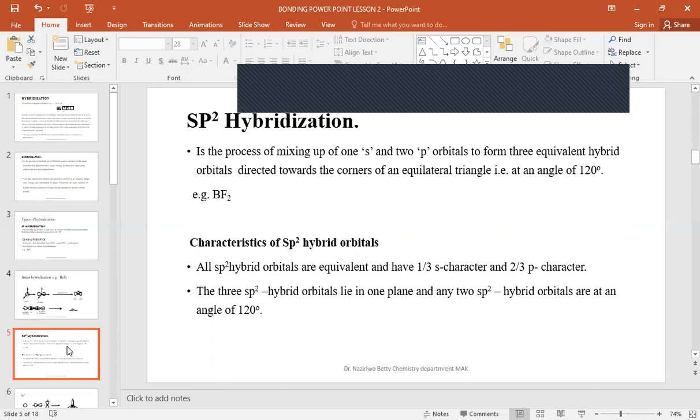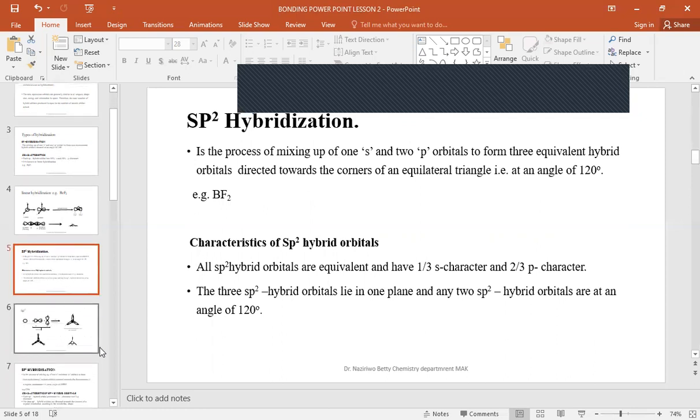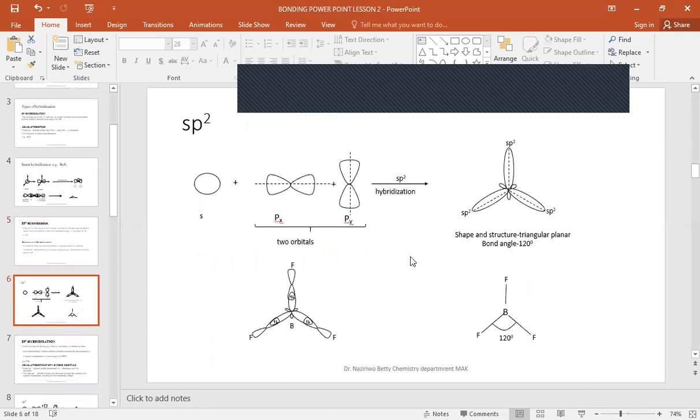The three sp2 hybrid orbitals lie in one plane, and any two sp2 hybrid orbitals are at an angle of 120 degrees. When we look at the orbitals, this is the arrangement. We have the s, then px, py, which hybridize to give a trigonal planar shape at an angle of 120 degrees. Each of these orbitals has one electron, which is bonded with the fluorine to form the triangular planar structure.